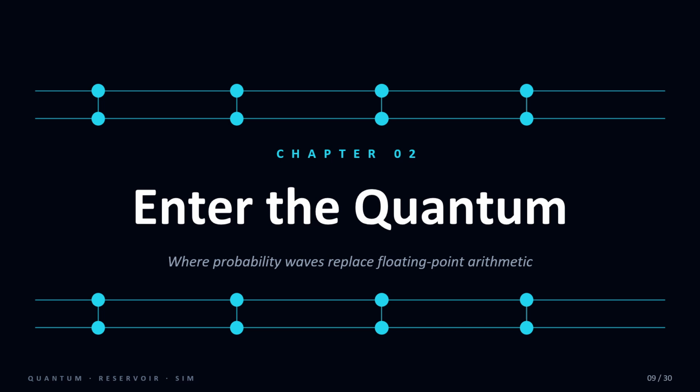Now we enter the world of quantum computing. Classical computers process information using bits. A classical bit is either 0 or 1. Quantum computers use qubits, which can exist in superposition. This means a qubit can represent a combination of 0 and 1 before measurement.